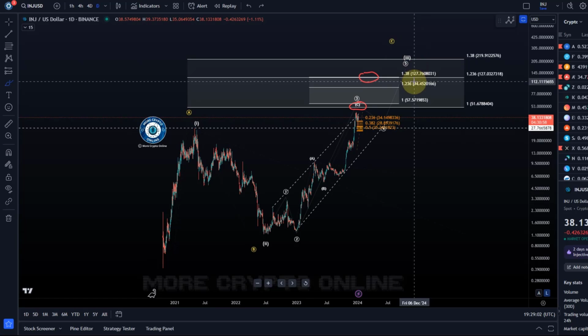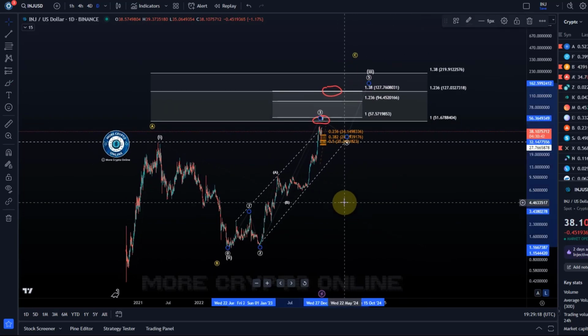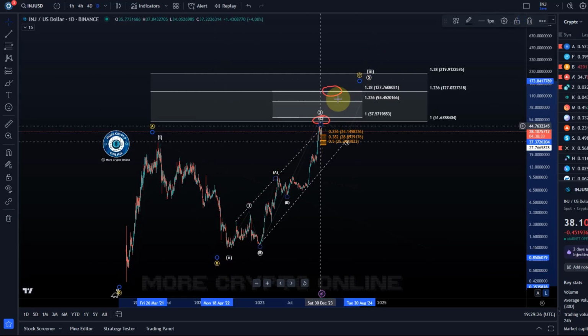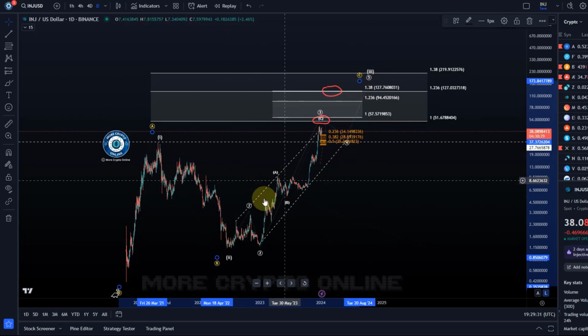The main problem I have with a third wave is that a third wave cannot be a diagonal, okay? So it looks as if this is the C wave, which is a 5-wave move, which I'm showing here, but it would be an ending diagonal, okay? So we have to remain flexible here.